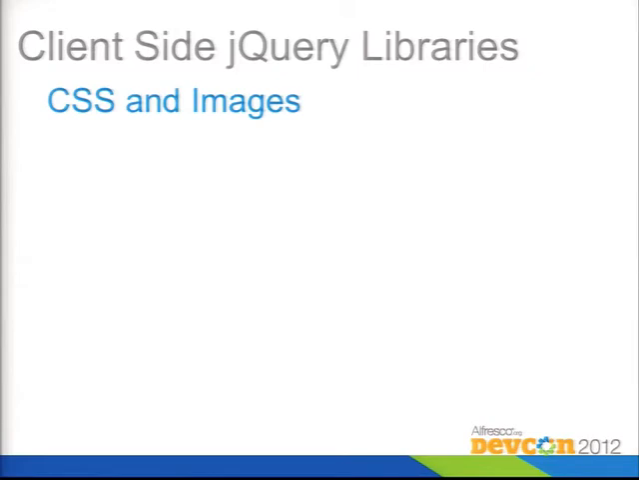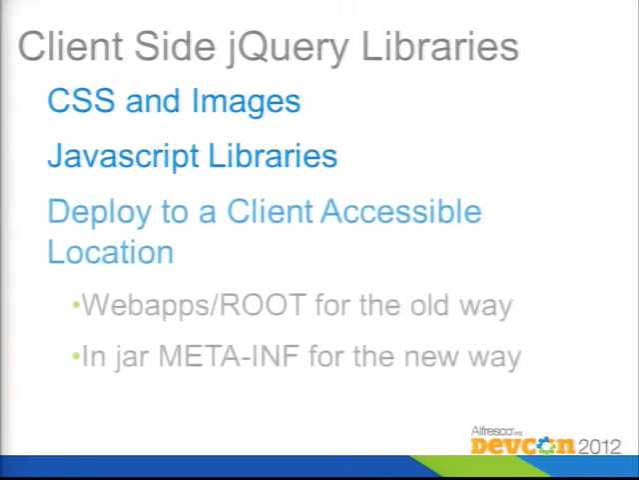The jQuery libraries that I'm using have a couple of different things built into them. There's a CSS file that also includes some images. That's how it makes the unique look and feel there. There's a couple of JavaScript libraries. And you need to deploy those to a location that is accessible to the client-side browser. In the old way of doing that, you can put that into the web app's root. Or in the new way, you can load those into the jar file under a META-INF directory, and those will get deployed to the right place.